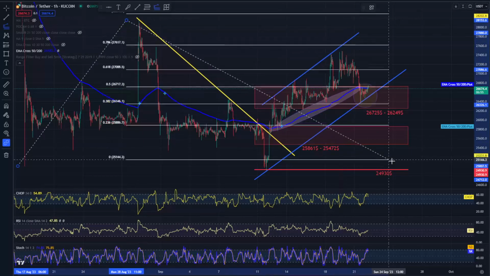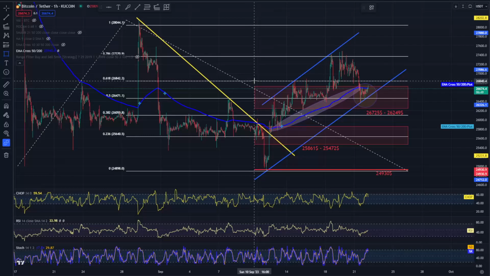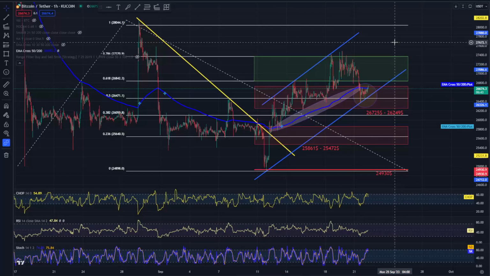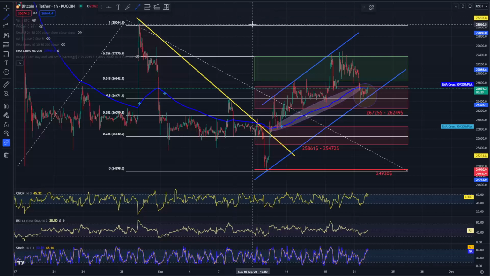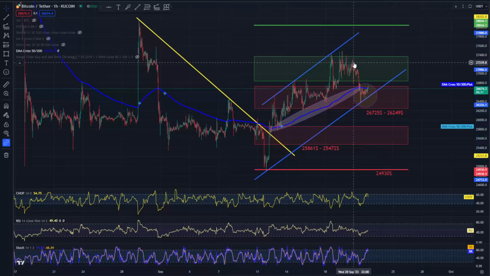Looking the other way, we can determine resistance areas in a similar way. And here you can immediately see that just above the current support zone, a strong resistance zone begins from $26,840 to $27,371. Only when the price breaks out of it and maintains it positively will we see a move towards the support at $28,044.